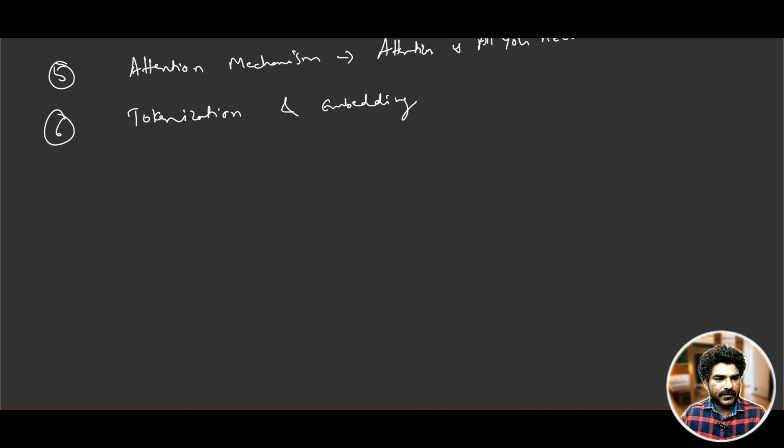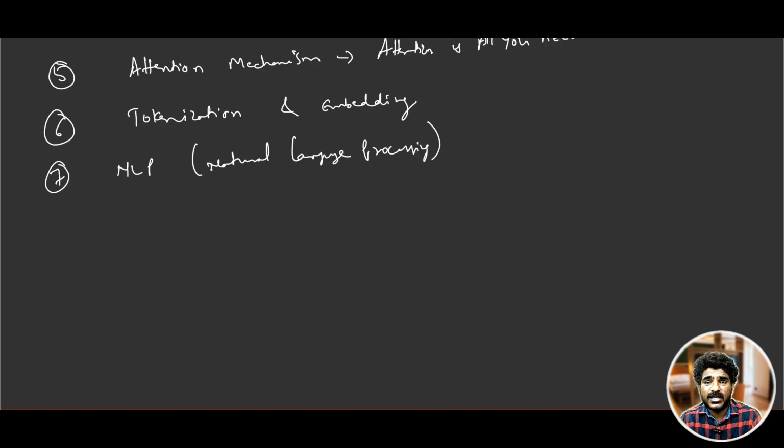And point number 7 is NLP itself, which is nothing but natural language processing. This natural language processing is a very vast topic, and we have to understand tokenization, stemming, lemmatization, stop word removal, part of speech tagging, named entity recognition, and a few of the libraries specifically for NLP, like Gensim, spaCy, NLTK, Stanford NLP, TextBlob, right? We'll understand this when we have an NLP series.